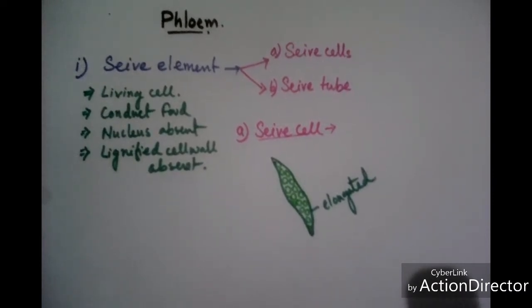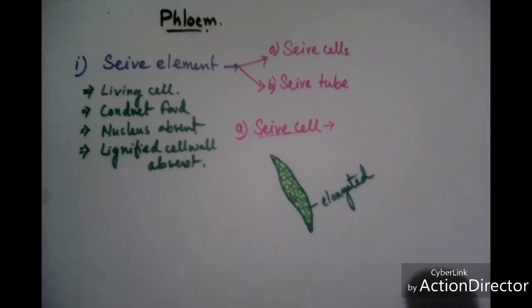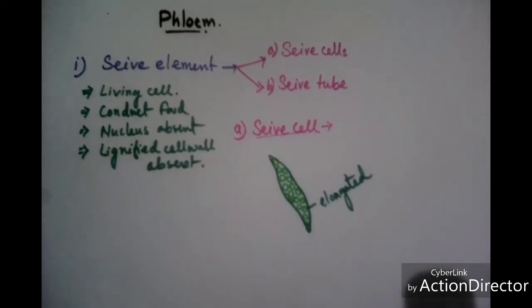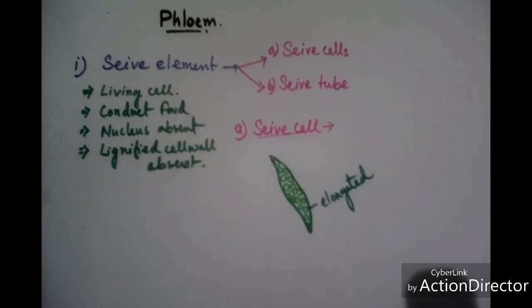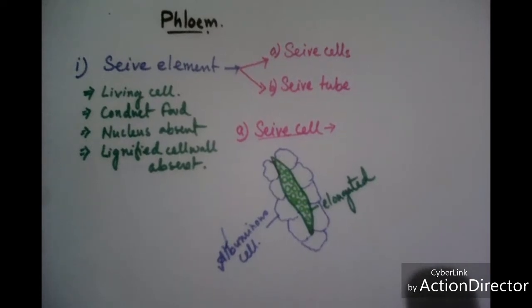Sieve tube always contains companion cell, but companion cell is absent in case of sieve cell. Some albuminous cells are associated with sieve cell. Companion cell is absent in case of sieve cell.